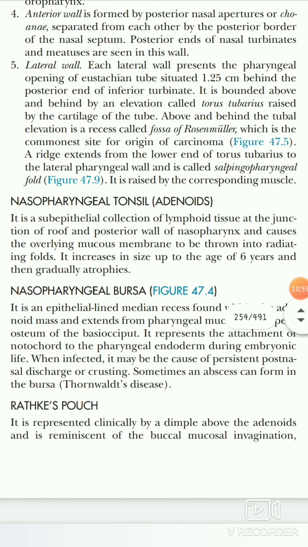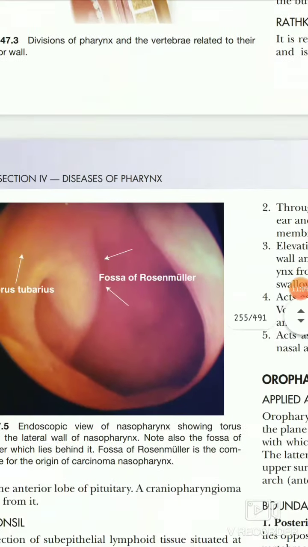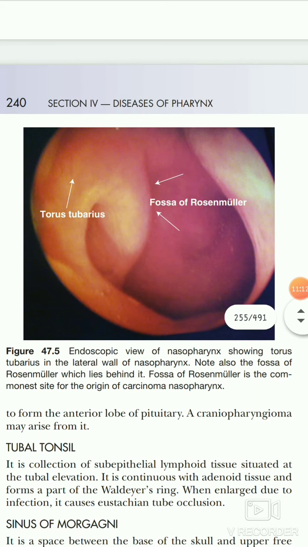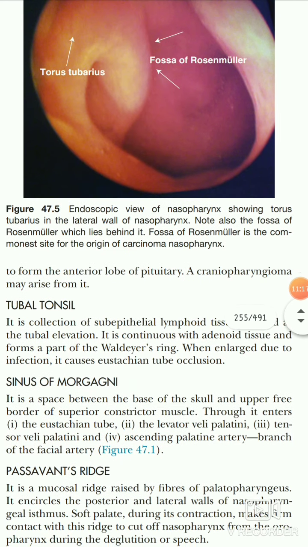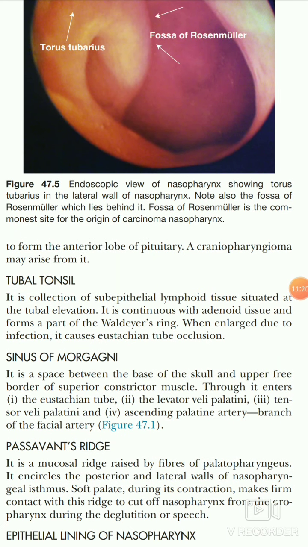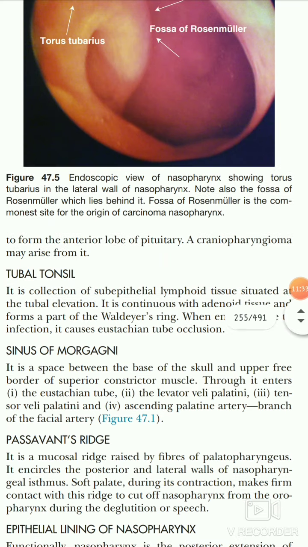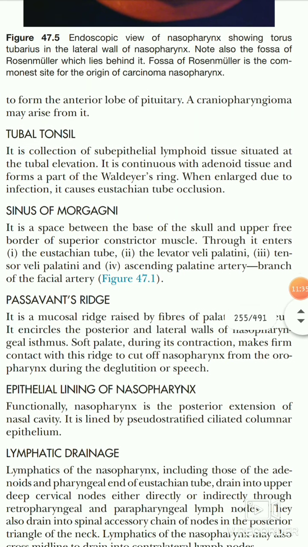Rathke's pouch. It is represented clinically by a dimple above the adenoids and is reminiscent of the buccal mucosa in vaccination, to form the anterior lobe of the pituitary. A craniopharyngioma may arise from it. Tubal tonsil. It is a collection of subepithelial lymphoid tissue situated at the tubal elevation. It is continuous with the adenoid tissue and forms a part of the Waldeyer's ring. When enlarged due to infection, it causes Eustachian tube occlusion.